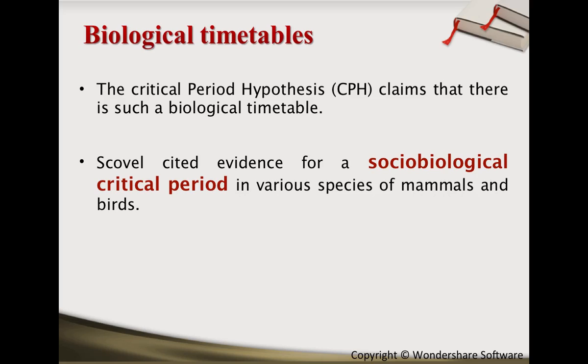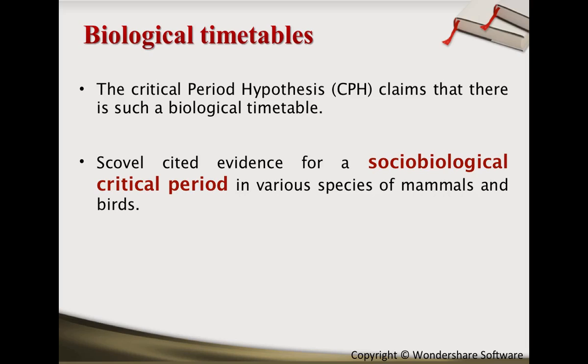That's why it is called neurobiological from the beginning. It combines the two. Then Scovel cited evidence for a sociobiological critical period in various species of mammals and birds. He said that there is a social factor that contains the argument of an accent-related critical period.